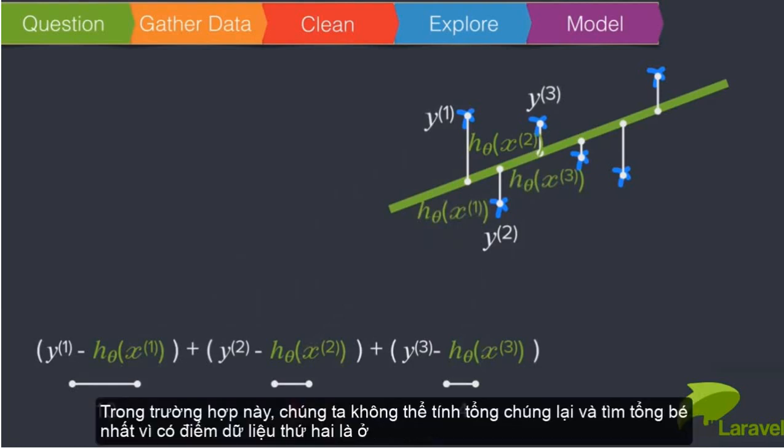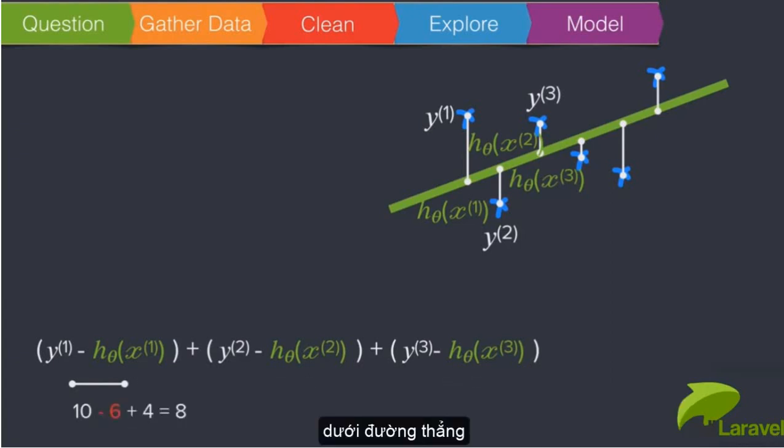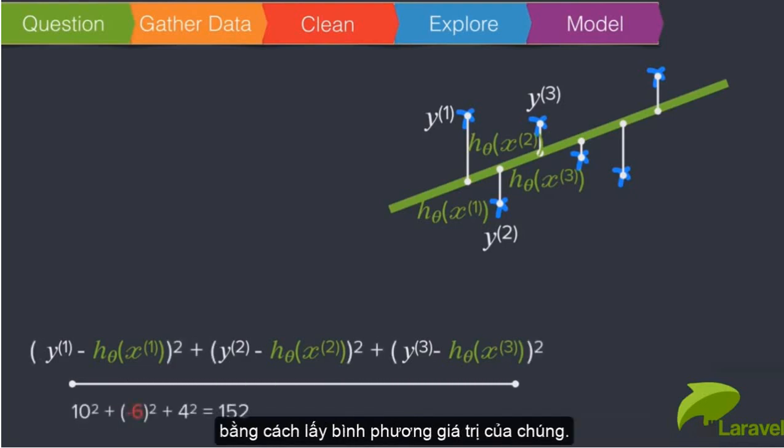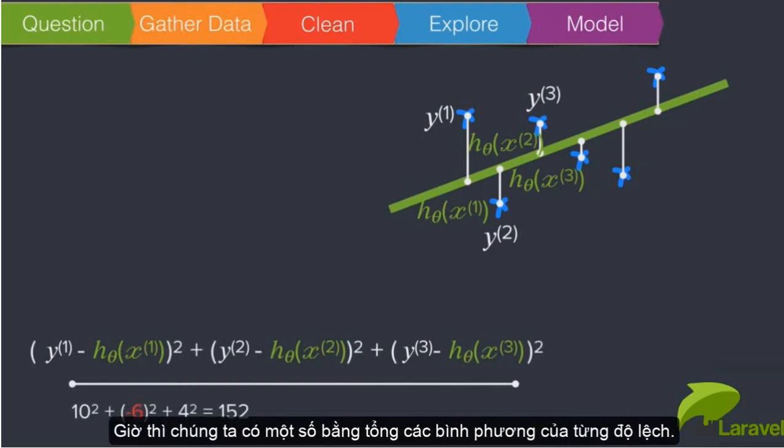In this case, what we can't do is just add them up and find the lowest sum, because that second data point is below the line. We have a negative number here. So what we have to do instead is turn all of these numbers positive. And the way we can do that is by squaring the residuals. Now what we've got is a single number, the sum of the squared residuals.